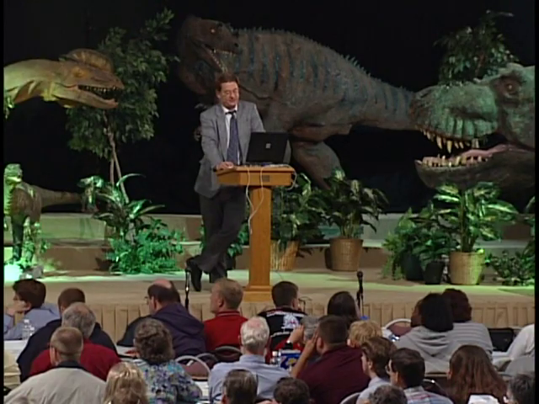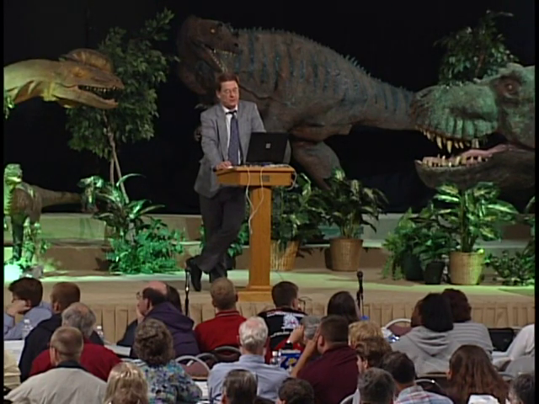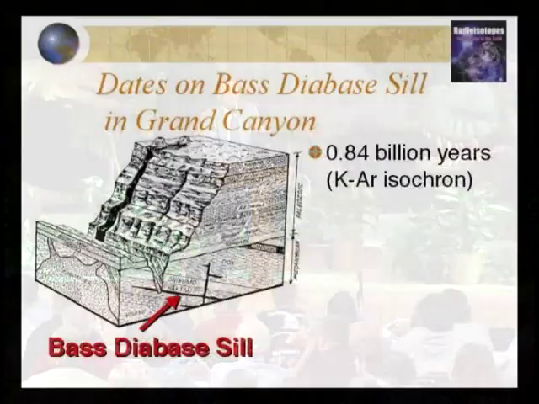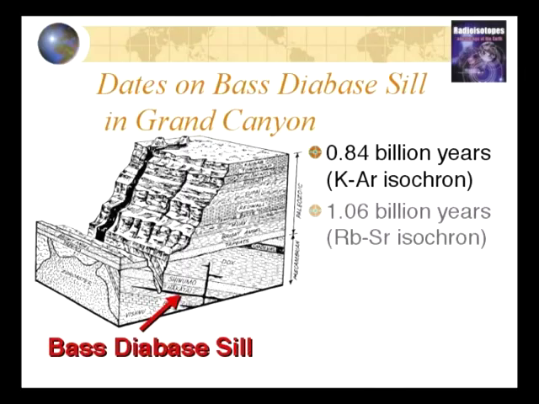Here's the Bass Diabase Sill. The potassium-argon isochron, a whole rock isochron, gave an age of 0.84 billion years. The rubidium-strontium isochron, which is the currently accepted age among the establishment geologists for the Bass Diabase Sill, is 1.06 billion years, with a rather small error bar. And so that has been suggested to be the age.